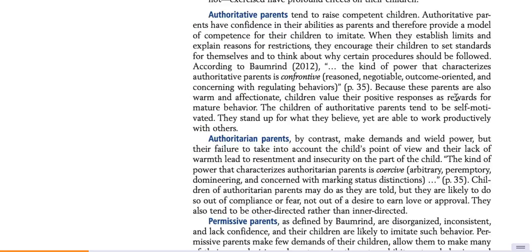Authoritarian parents, by contrast, make demands and wield power, but their failure to take into account the child's point of view and their lack of warmth lead to resentment and insecurity on the part of the child. The kind of power that characterizes authoritarian parents is coercive, arbitrary, peremptory, domineering, and concerned with marking status distinctions. Children of authoritarian parents may do as they are told, but they are likely to do so out of compliance or fear, not out of a desire to earn love or approval. They also tend to be other-directed rather than inner-directed.